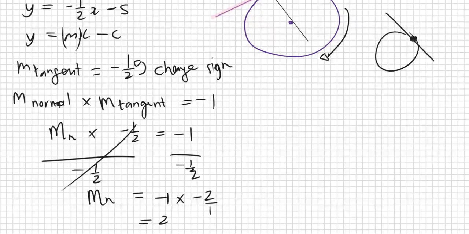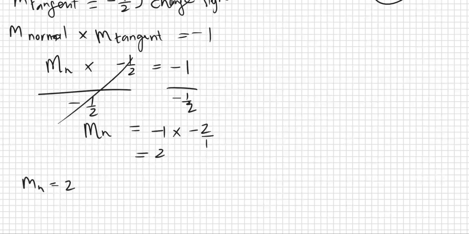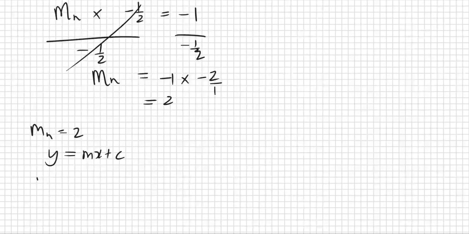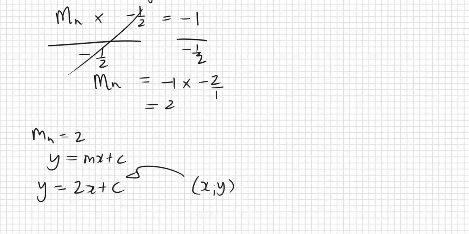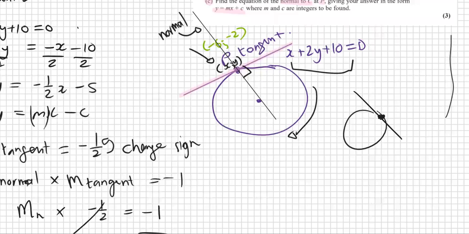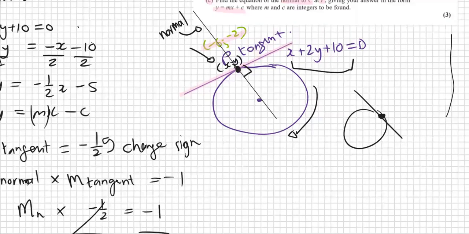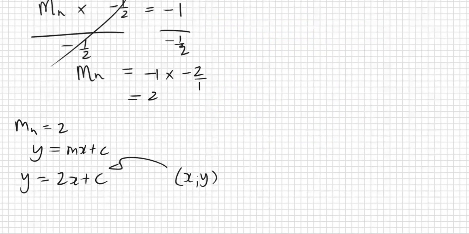We've got the gradient of our normal equal to 2, and we need it in the form y equals mx plus c. So the last thing we need, if we sub in our 2 here, y equals 2x plus c, is to find some sort of xy that we can sub in there to solve for the unknown c. So let's go look. Okay, well, we have our point P, which we got in a previous question, -6, -2. So sub in P, -6, -2.